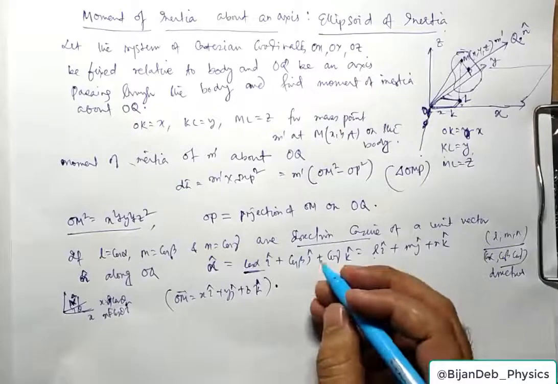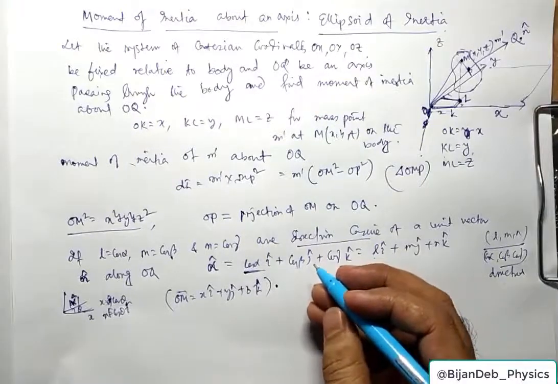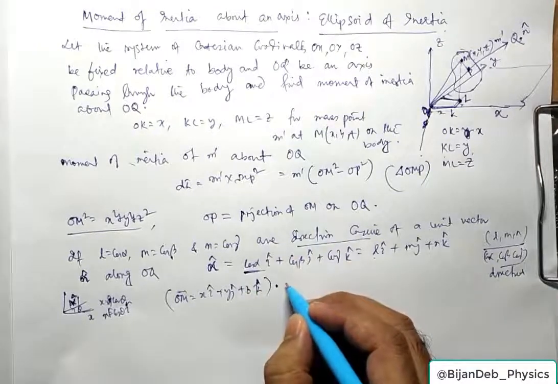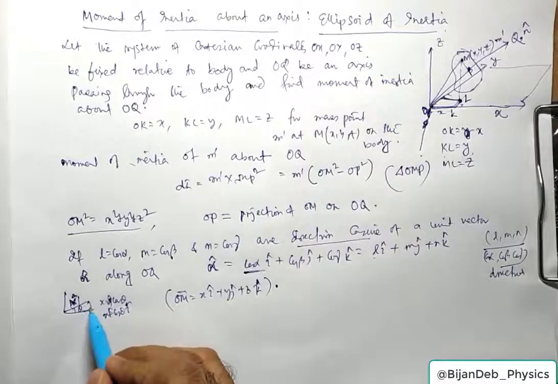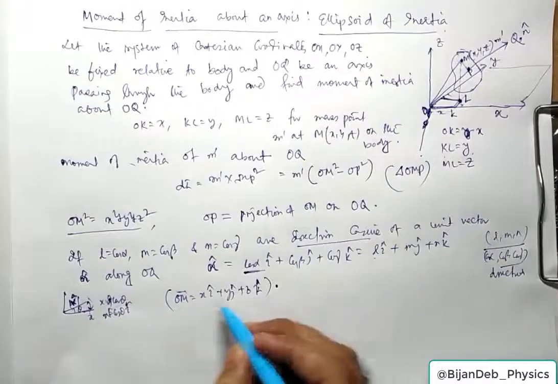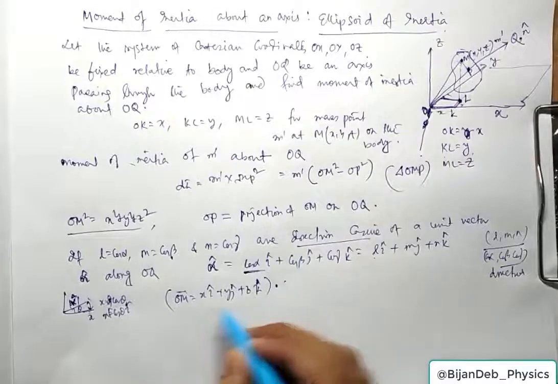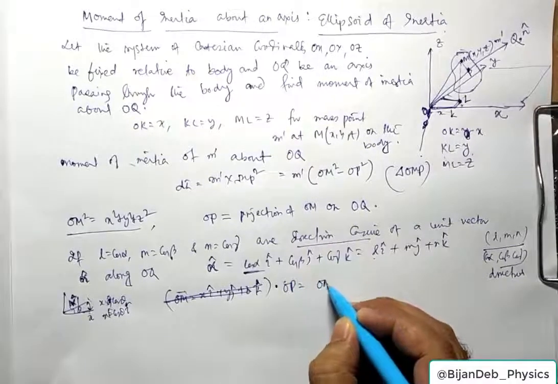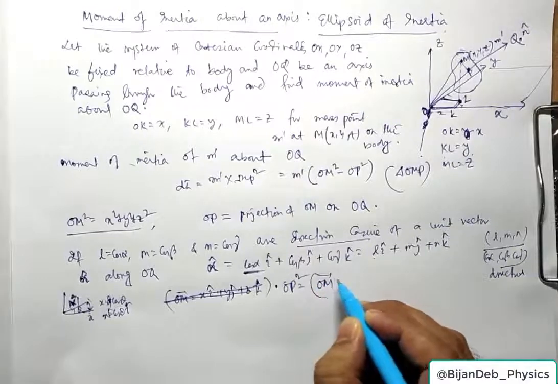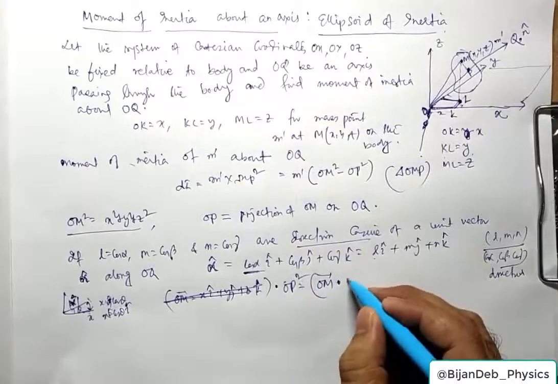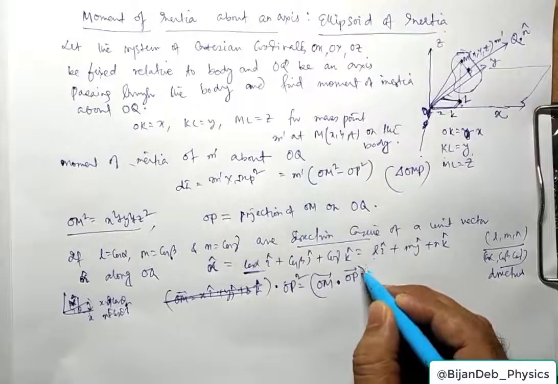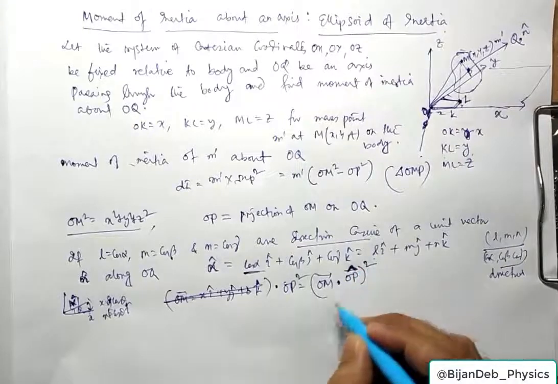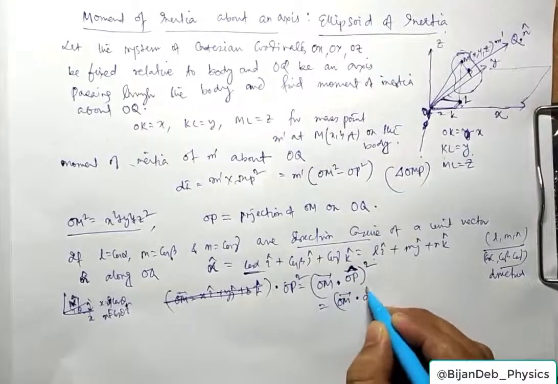So this will be the projection of OM on OQ, which is OP. So we want to find that. So this will be a dot product. When we project this one onto this, we make a dot product. So we can write OP equal to, OP square equal to OM vector dot OP vector, OP unit vector square. So this is actually OM vector dot alpha cap square.